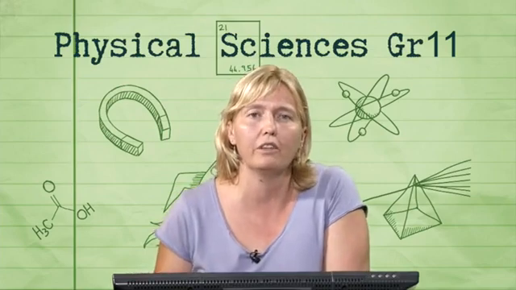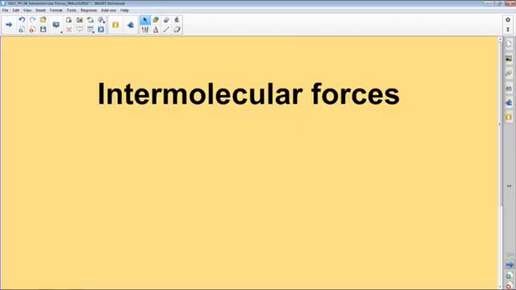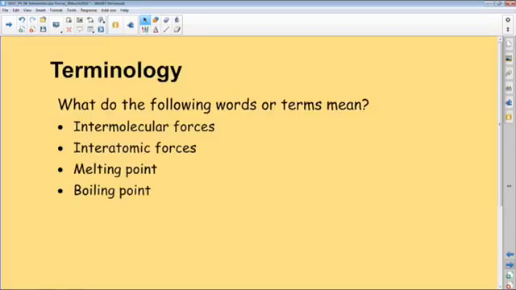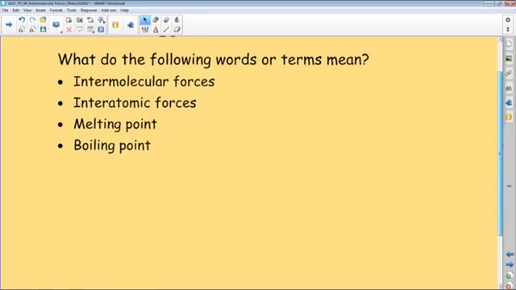So let's have a look at the first thing that we do, and what do we always start with? Terminology. So let's see what I've got for you today. What do the following words or terms mean? So I'm going to give the words or terms to you, and you are then going to have some time to write down what you think they mean, and then we will go through them together. So what do the following words or terms mean?